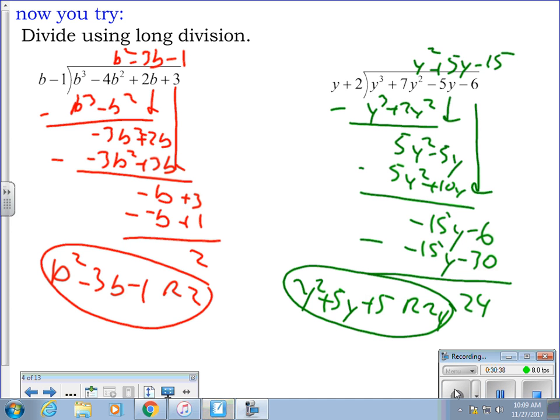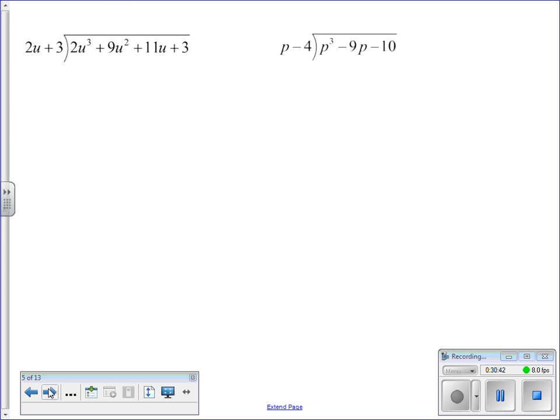Questions? Okay, 2 more problems. You got 5 minutes. Remember, on the last one, it goes from p cubed to 9p. What do I need to put in there? 0p squared. 0p squared needs to be added in there. You got 5 minutes.